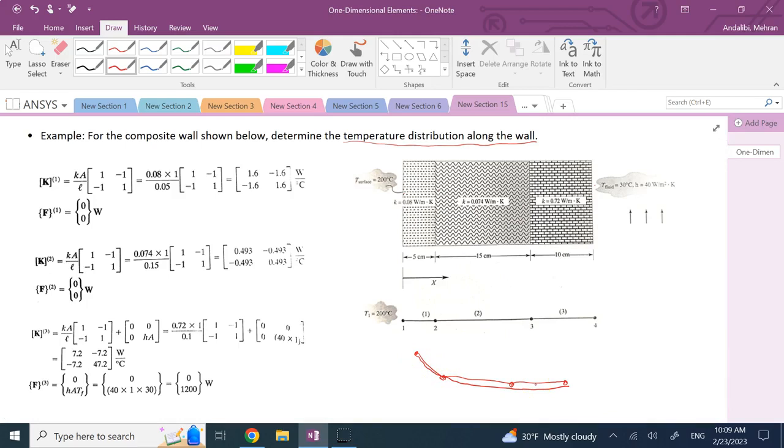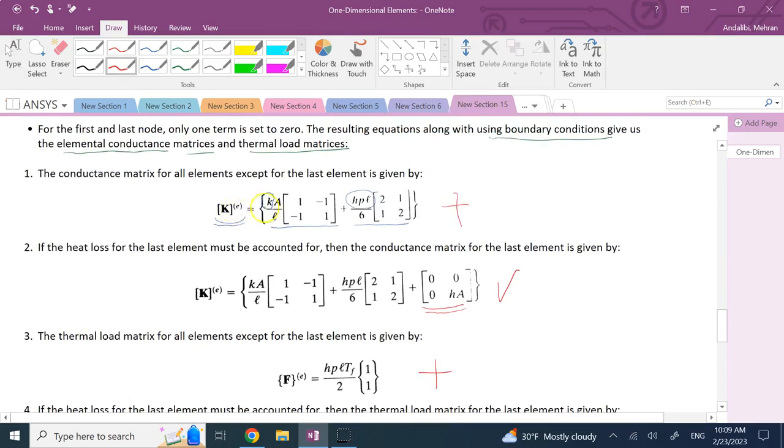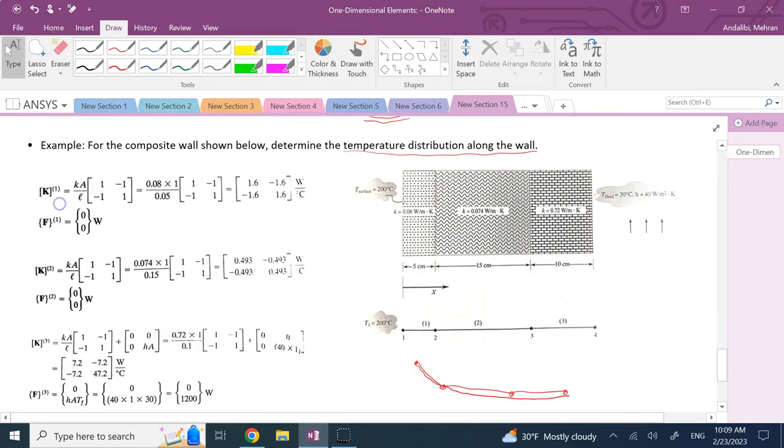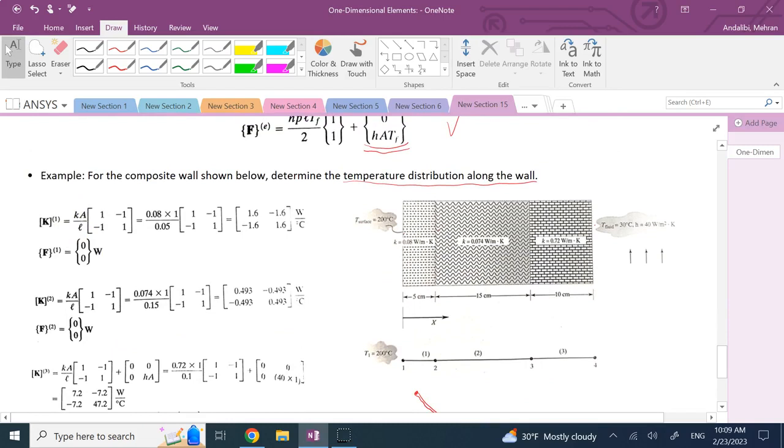That is like the simplest thing you can possibly do, just to reduce the manual computations. So, for all of the elements except for the last one, we learned that K is KA over L times 1, negative 1, negative 1, 1, and F is HPL over 6 times 2, 1, 1, 2. So that's exactly what we are going to do here, right? And here, for the first wall, there is nothing on the perimeter. The only area that there is fluid is what?